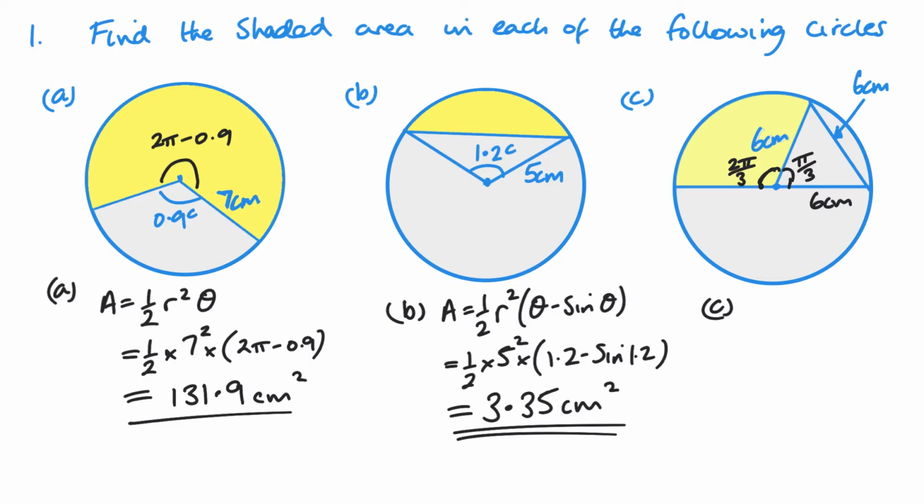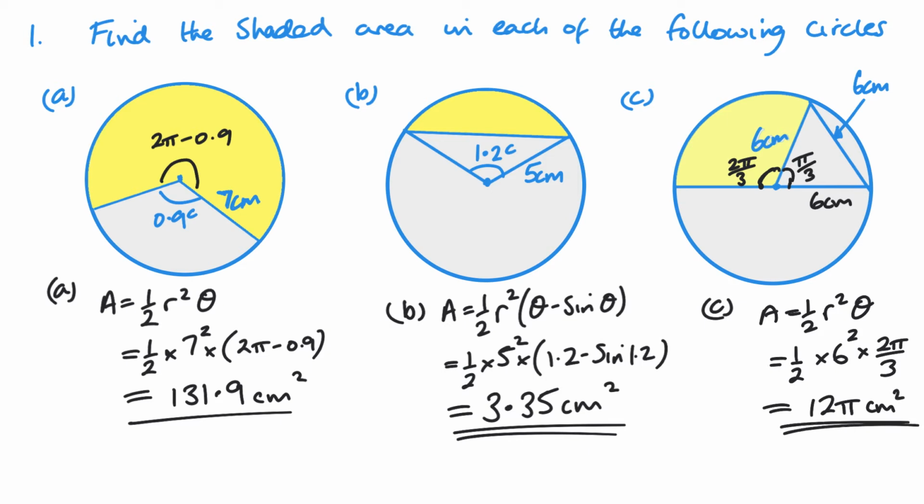Now that I've got that, it's nice and straightforward. So my formula is a half r squared theta, because it's a sector. So we've got half times 6 squared times 2 pi over 3. And this is 12 pi centimeters squared, which is nice if it does want it in terms of pi, or if it wants it as a decimal, we get 37.7 centimeters squared to 3 significant figures there.